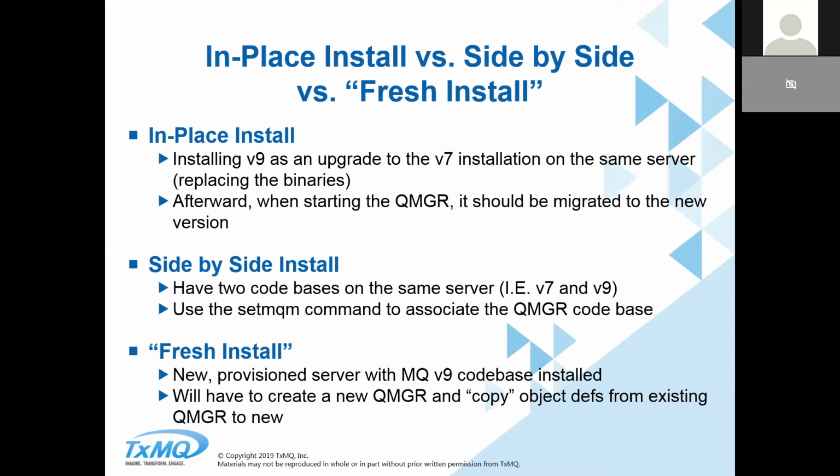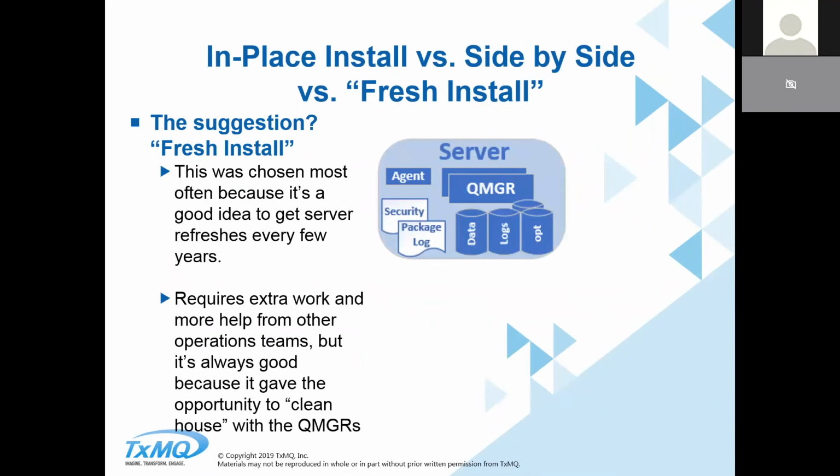A fresh install would always be a newly provisioned server with the MQ 9 code base installed. We'll have to create a new queue manager and copy the object diffs from the existing queue manager to this new one. And almost all the time, even I recommend just a true fresh install, because it gives you a chance to get rid of any type of artifacts that may be in the previous environment.